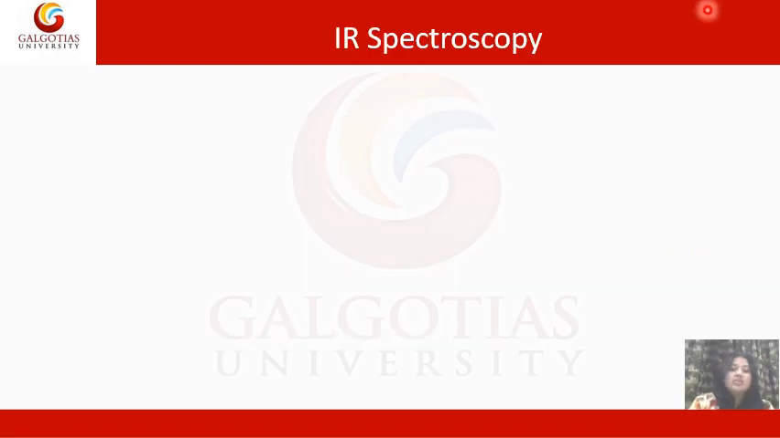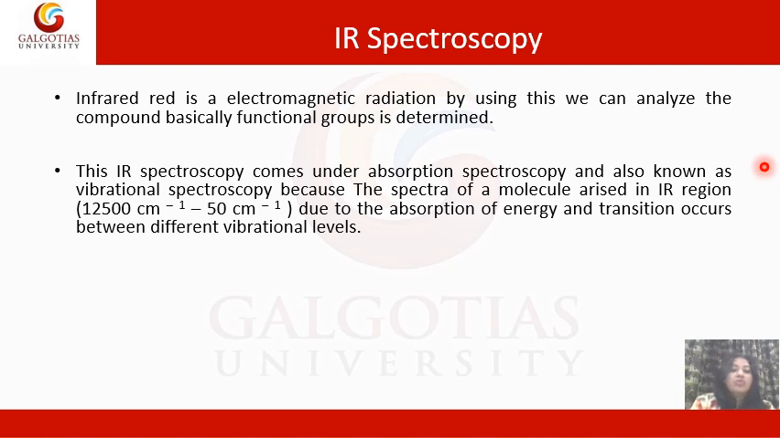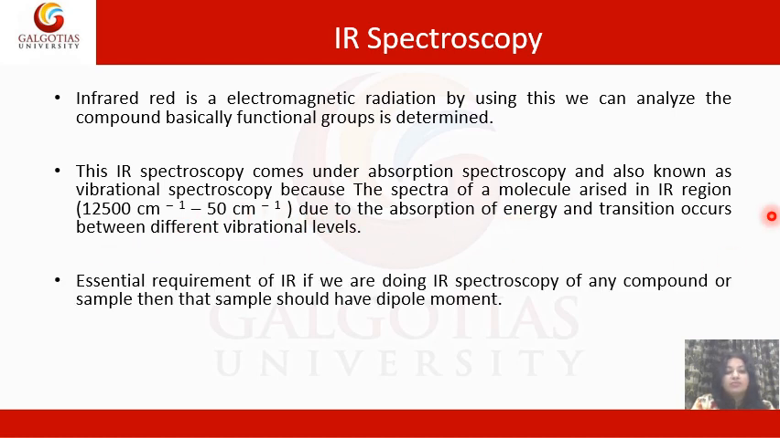Now, what is IR spectroscopy? Infrared is electromagnetic radiation. By using this, we can analyze the compound. Basically, functional group is determined. This IR spectroscopy comes under absorption spectroscopy and is also known as vibrational spectroscopy because the spectra of a molecule arise in IR region due to the absorption of energy and transition occurs between different vibrational levels.